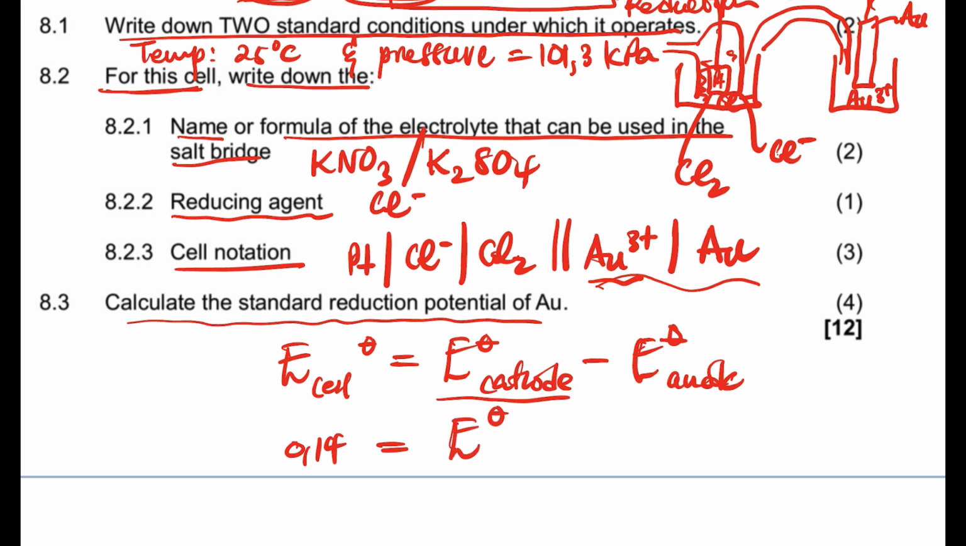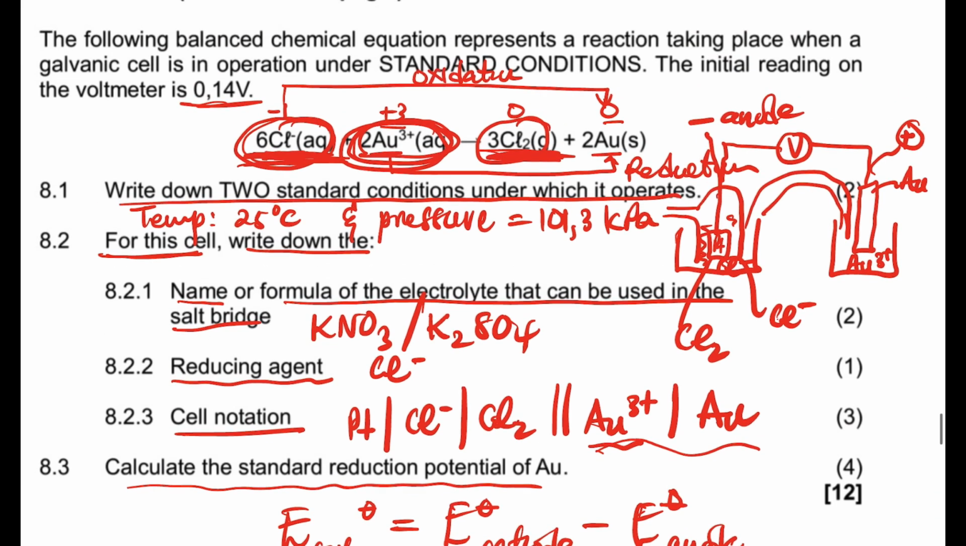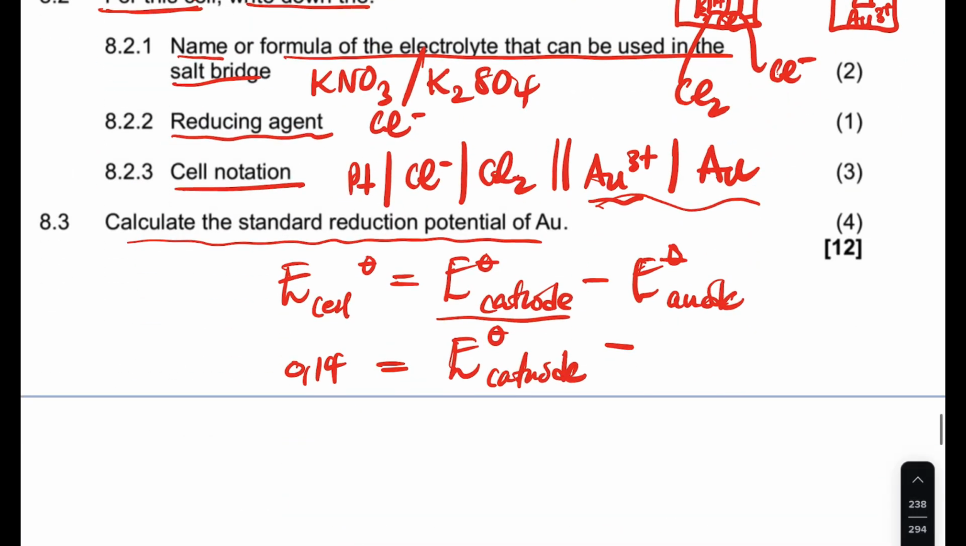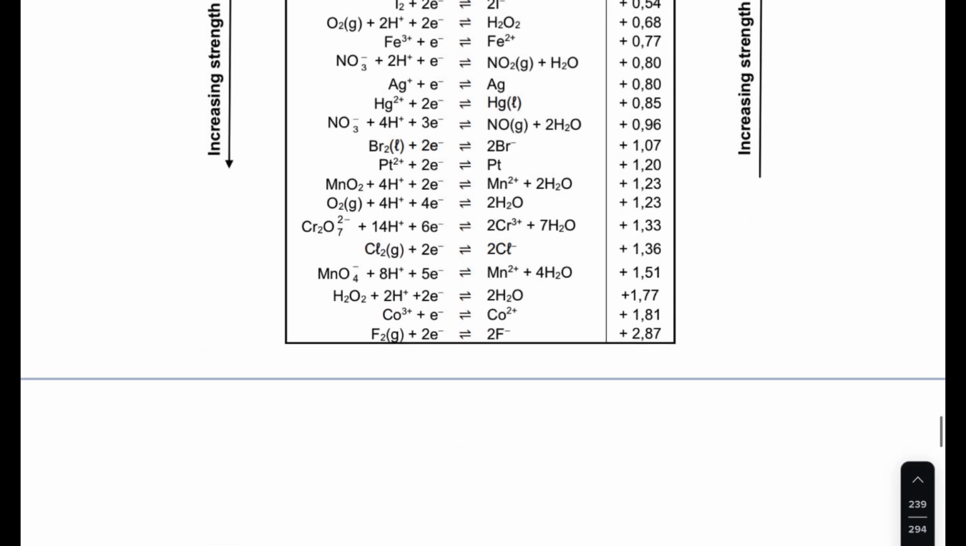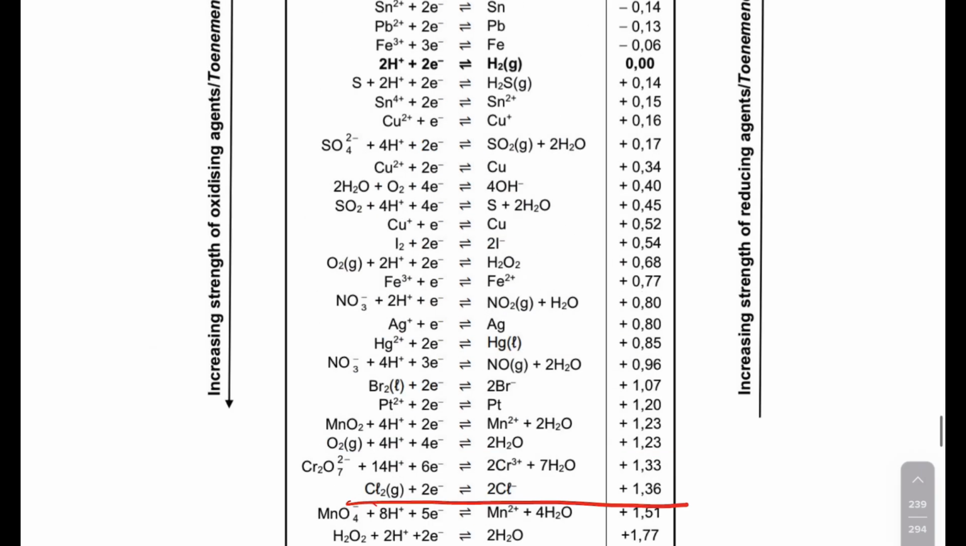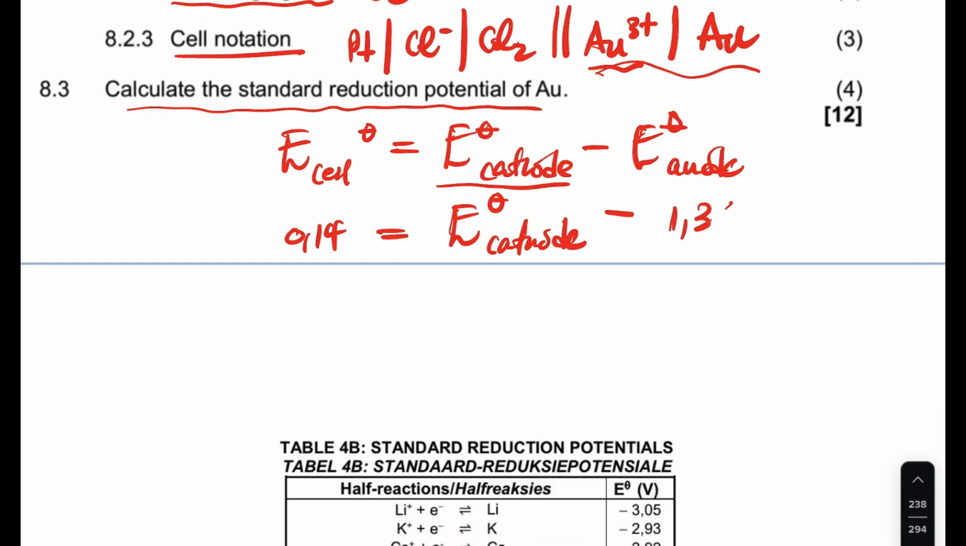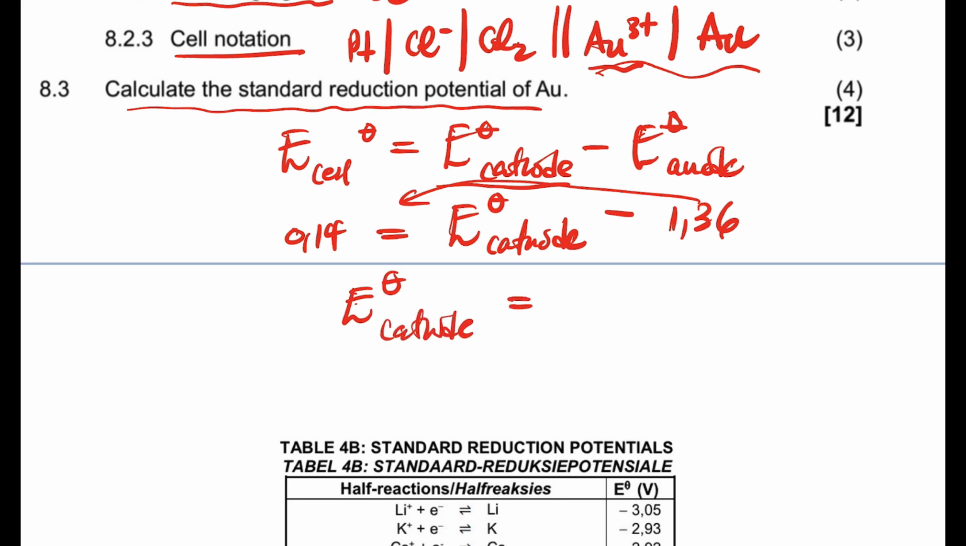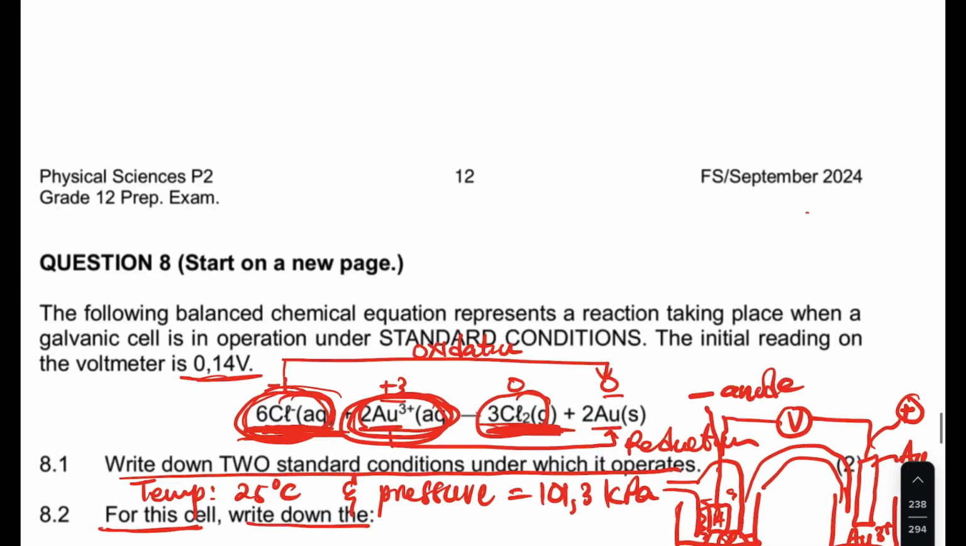So I'm going to just put it again. The cathode is the gold, and then our anode is the chlorine gas. The chlorine gas, it's at the bottom there, which is going to be 1.36. It's 1.36, and then we take that to that side. So it's going to be E cathode. E cathode is going to be 0.14 plus 1.36. It's going to be 1.5 volts, right? We are done with question 8.